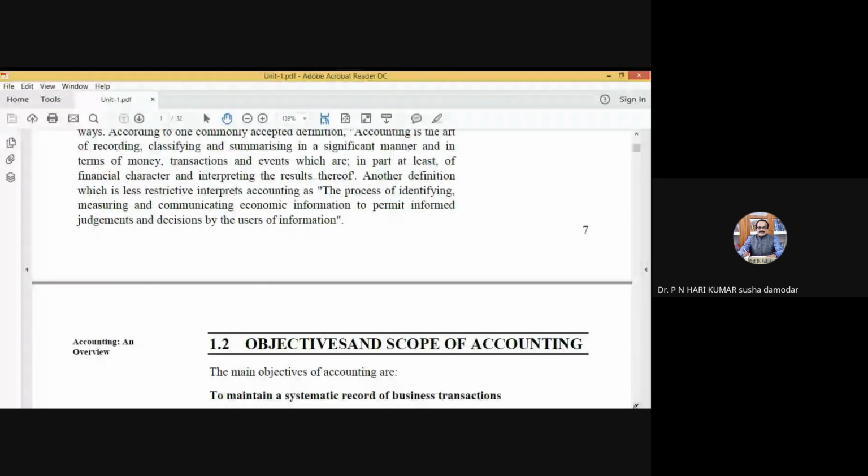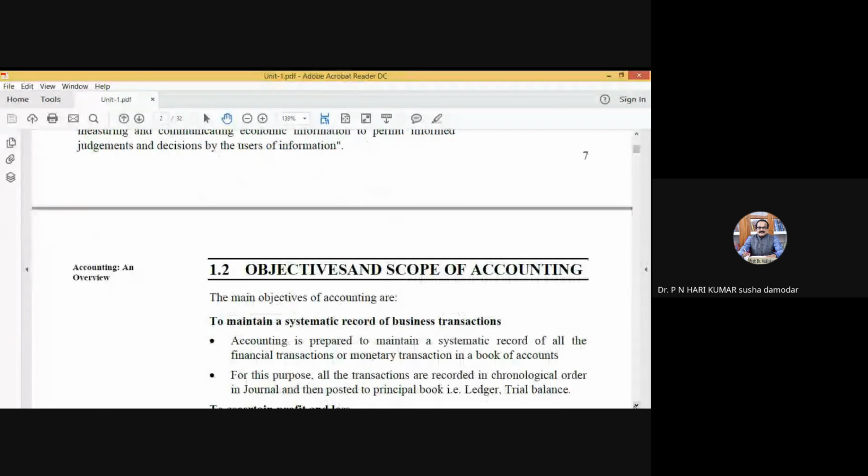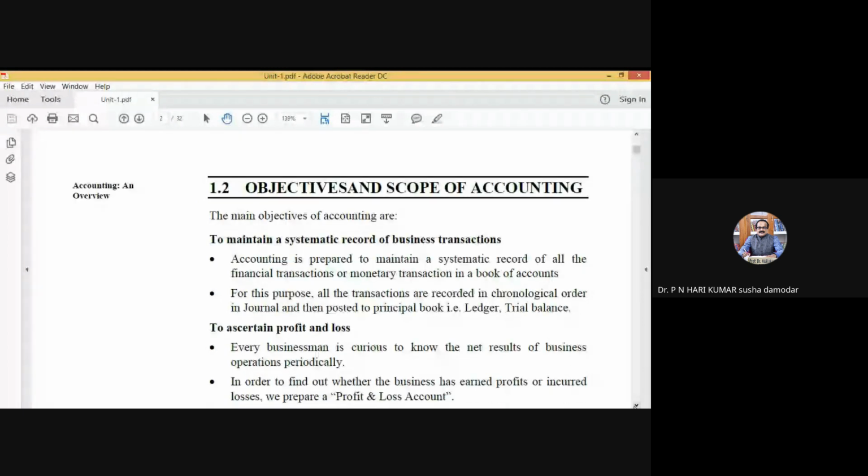See, what are the objectives and scope of accounting? And this particular question may be asked in your examination. What are the objectives of accounting? And what is the scope of accounting?